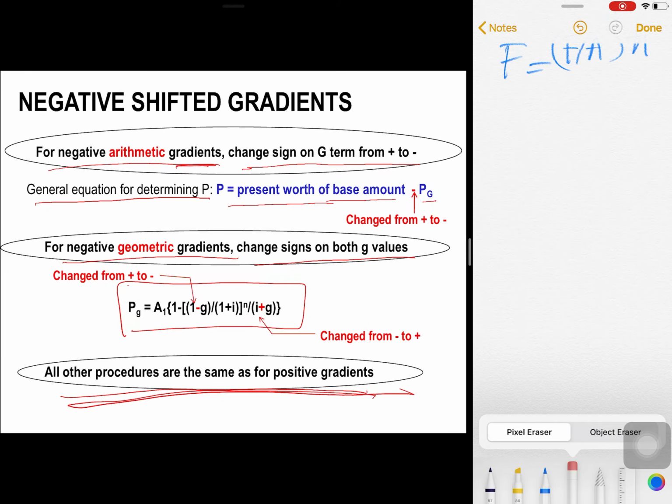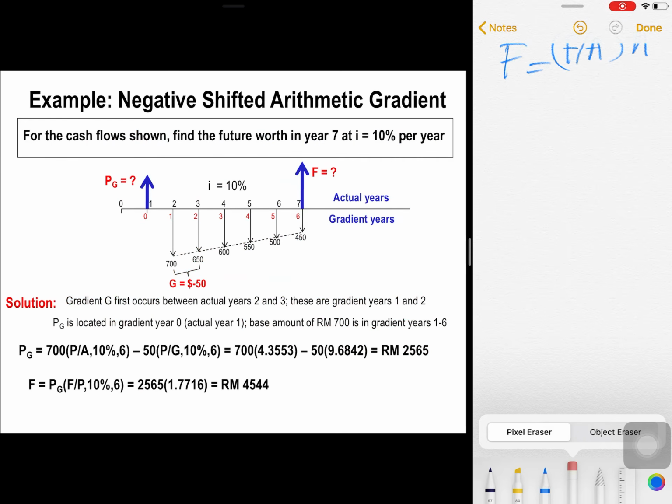So when you answer your question later, you have to determine whether for a shifted gradient, especially for geometric gradients, it is negative or positive. So the polarity changes when the gradient changes sign. Okay.